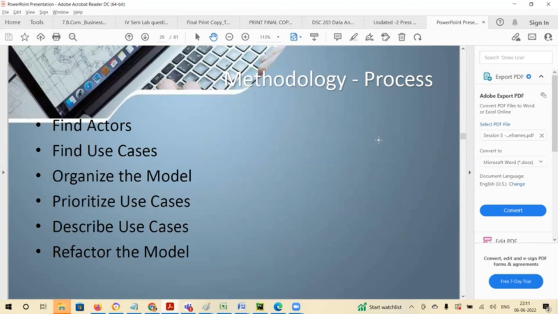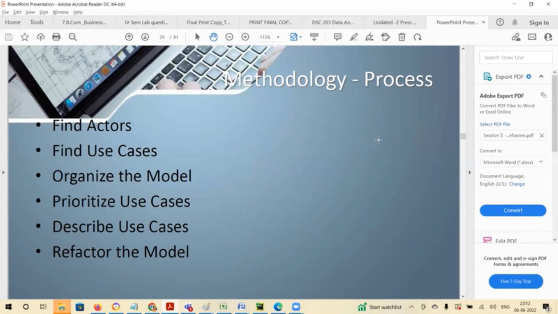Yes, sir. Find actors, find use cases, organize the model. That means put that in the rectangle and put actors and use cases. Prioritize use cases, describe use cases. So once you are done with the use case diagram, then you have to describe the use case.